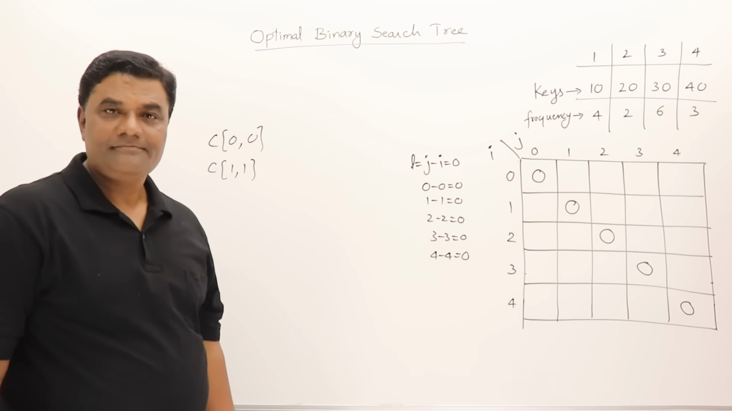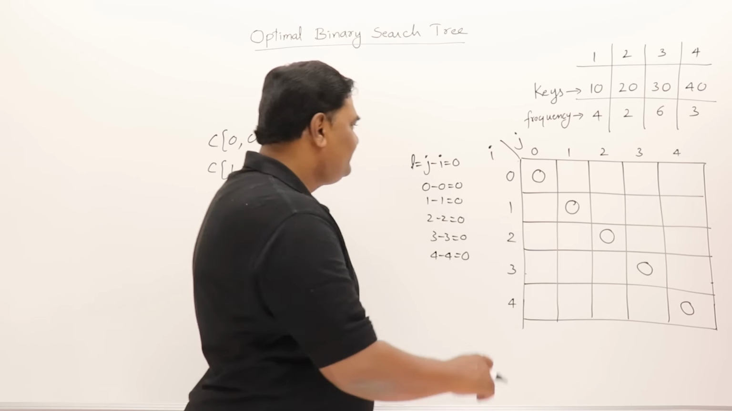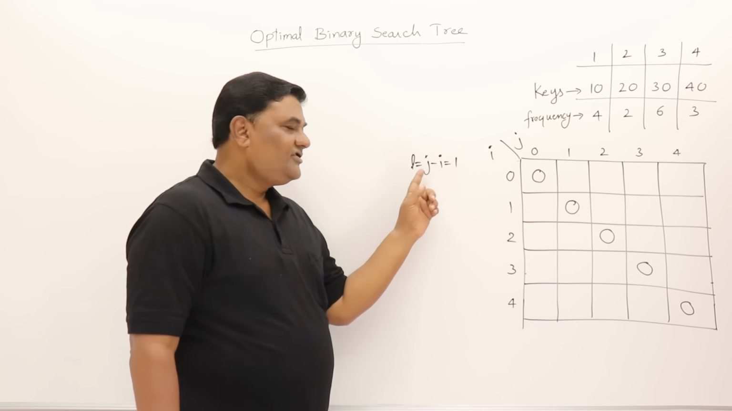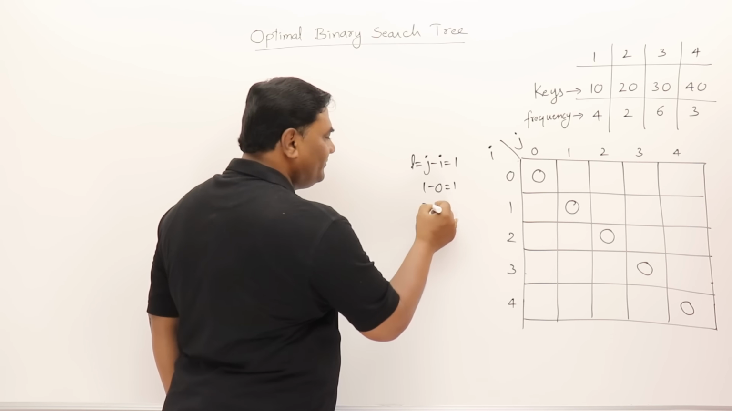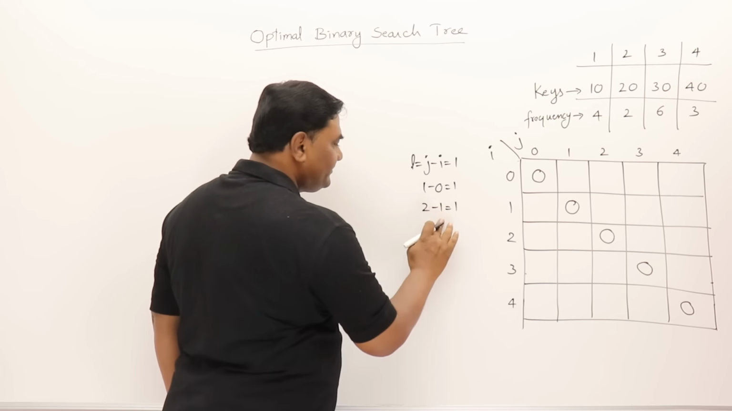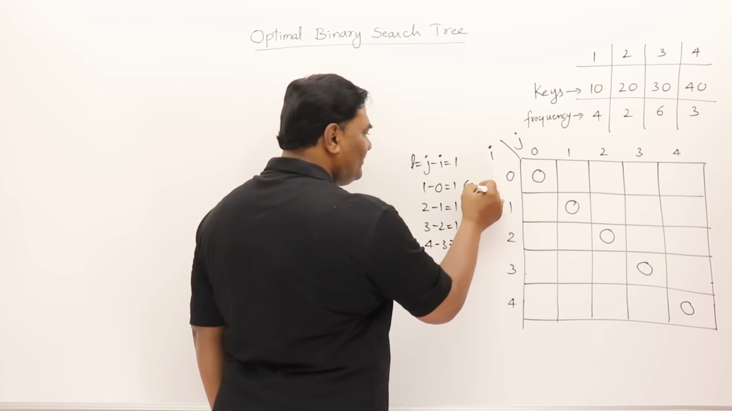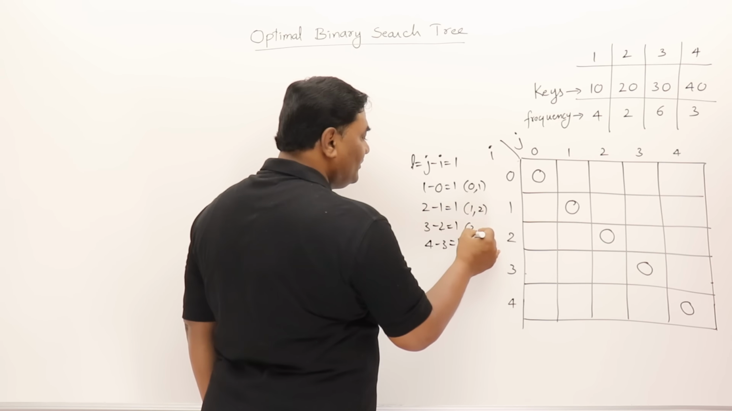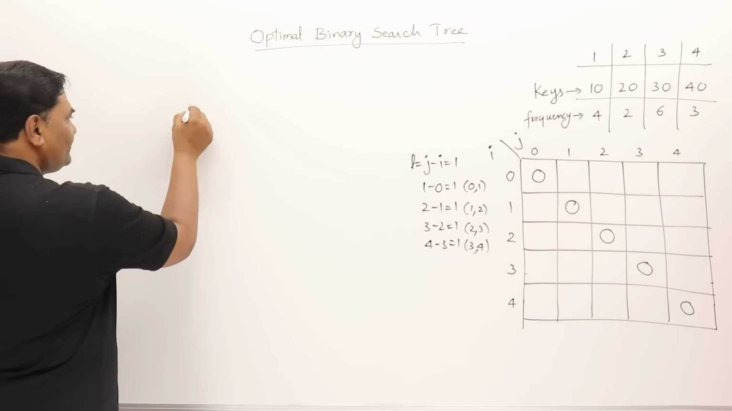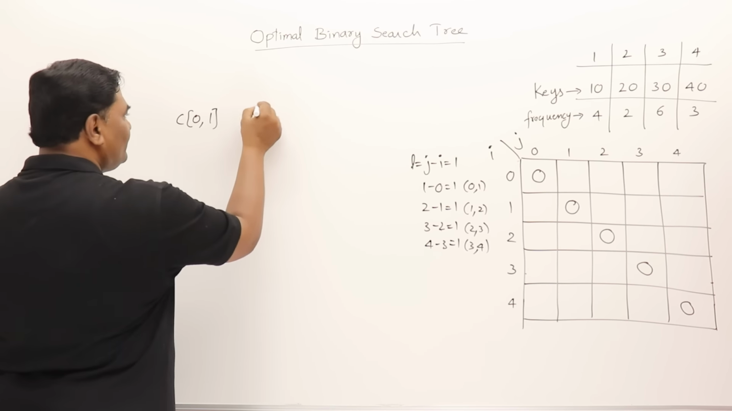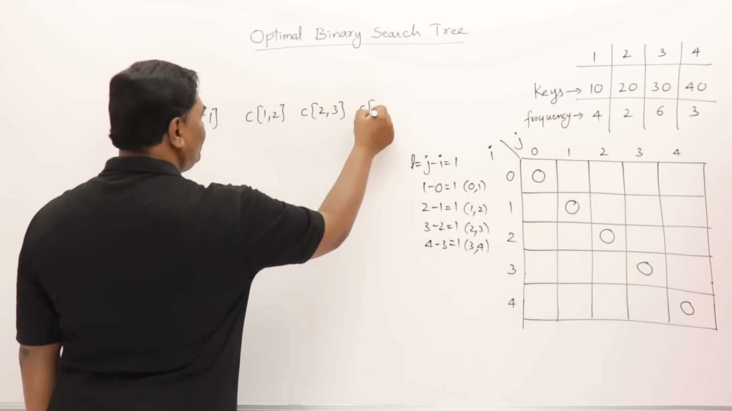This is the first step. Now I will find out this diagonal. So in this one, J minus I value should be 1. J minus I equal to 1, then what it should be? So this is 1 minus 0 is 1, 2 minus 1 is 1, 3 minus 2 is also 1, 4 minus 3 is also 1. So this is 0, 1, 1, 2, and 2, 3, 3, 4. So I'll find out the cost of all those. Cost of 0, 1, cost of 1, 2, cost of 2, 3, and cost of 3, 4.